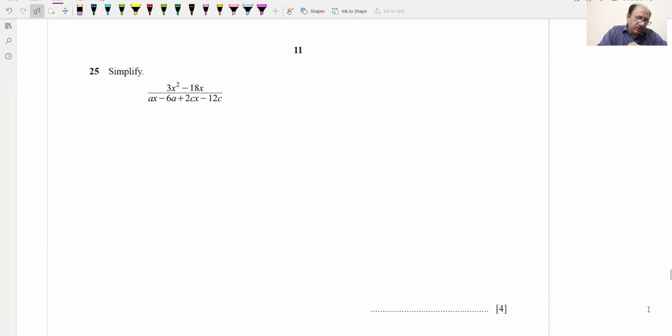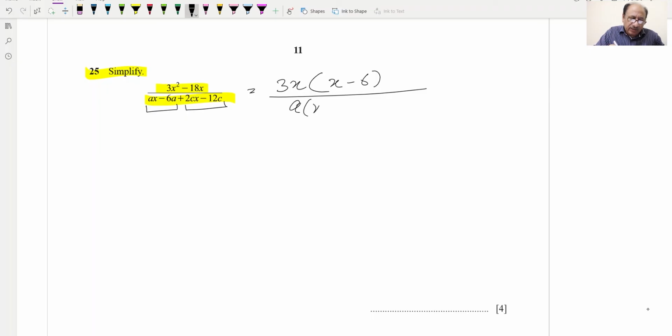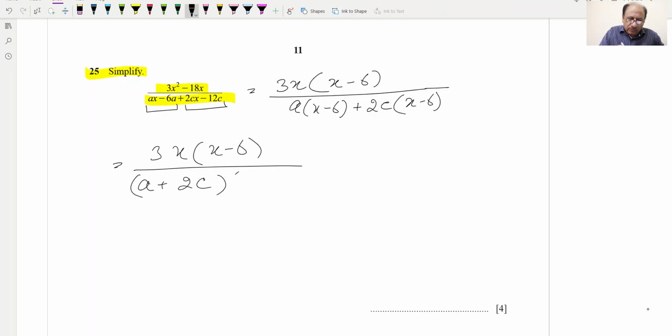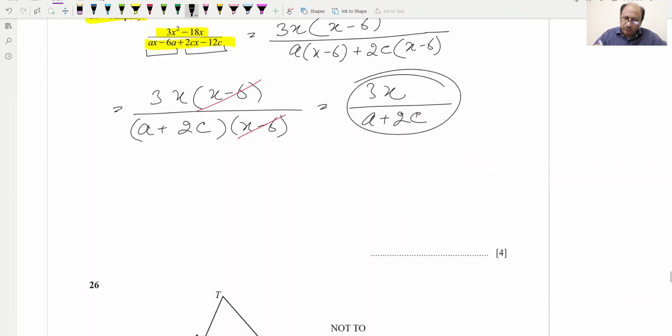Now question number 25, we need to simplify this algebraic fraction, and to simplify it we need to factorize the numerator and denominator. We can take 3x common from the numerator and it will be x minus 6, and from the denominator we can make pairs. From the first pair we can take a common and it will be x minus 6, and from the second pair we can take 2c common and it will be x minus 6. Now we can factorize the denominator: a plus 2c into x minus 6, and we can cancel these two and we will get 3x over a plus 2c. This will be our final answer, 3x over a plus 2c. And this was a 4 mark question which we have done.